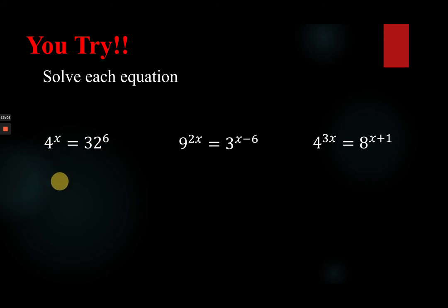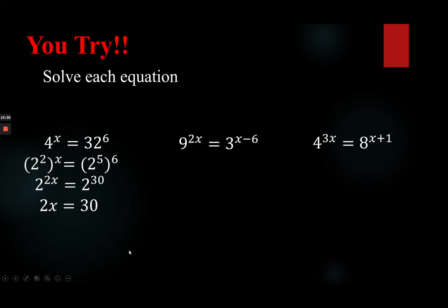So actually, 2 raised to 2 is 4. 2 raised to 5 is 32. After rewriting, you multiply 2 times x, 2x, and 5 times 6, 30. And then you can now cancel out your base. You have the equation of the exponents: 2x is equal to 30. Divide both sides by 2 and you found your x. x is 15.